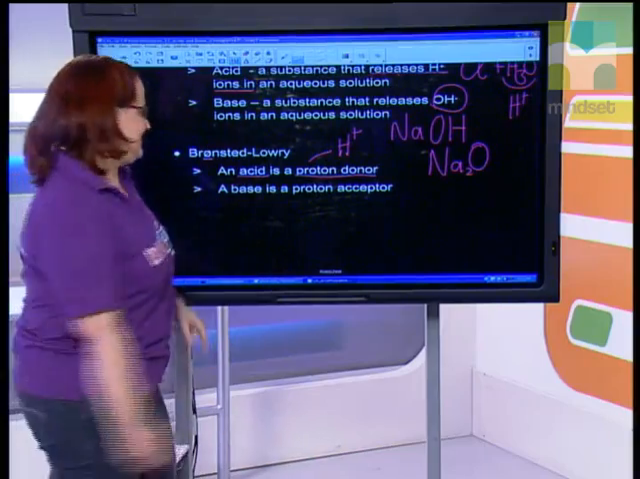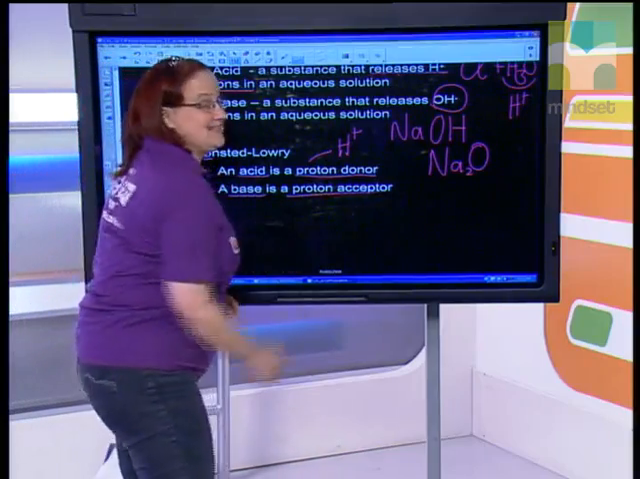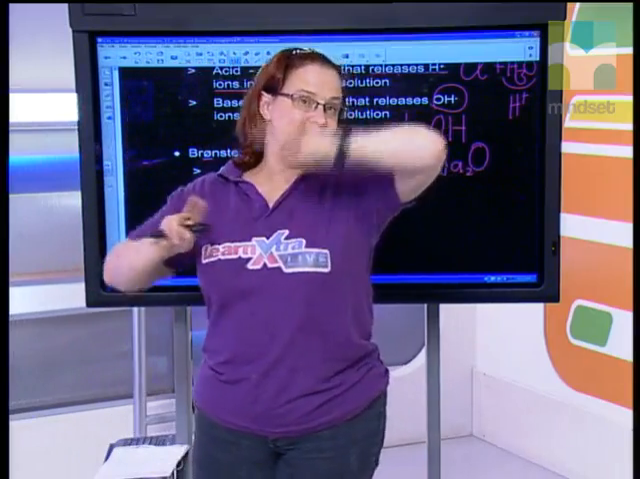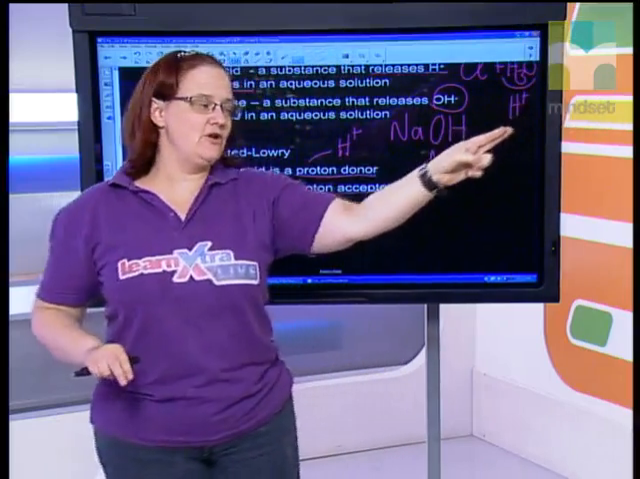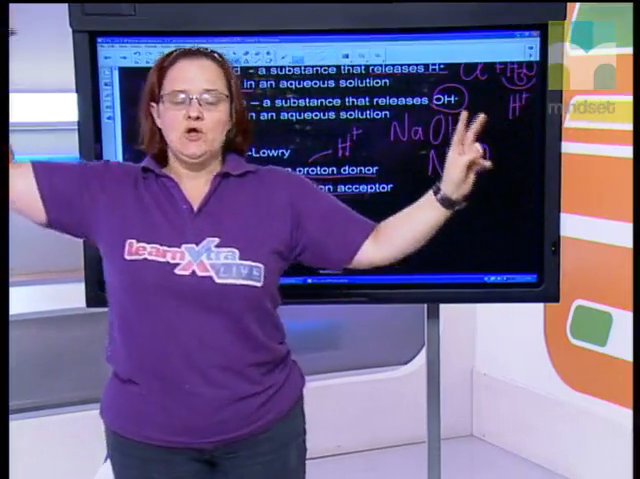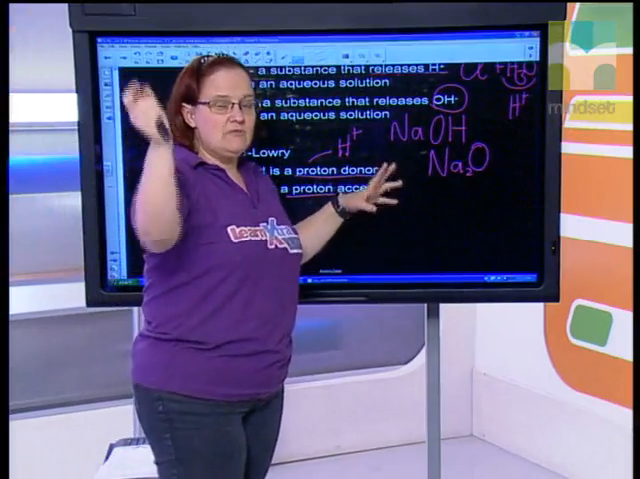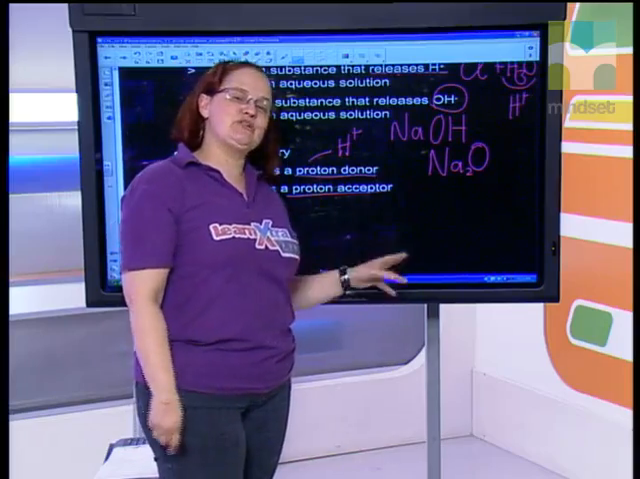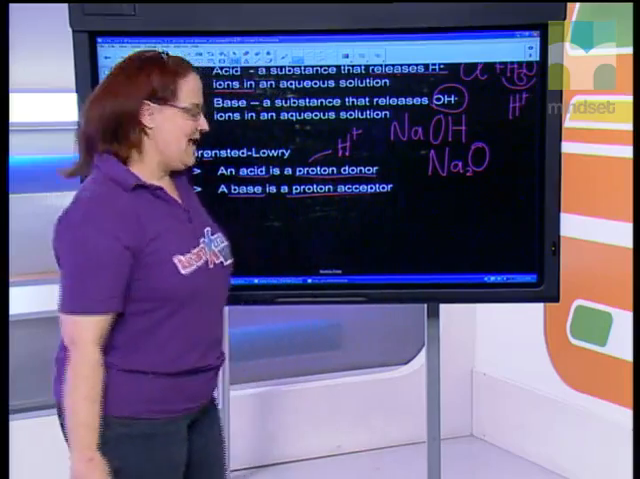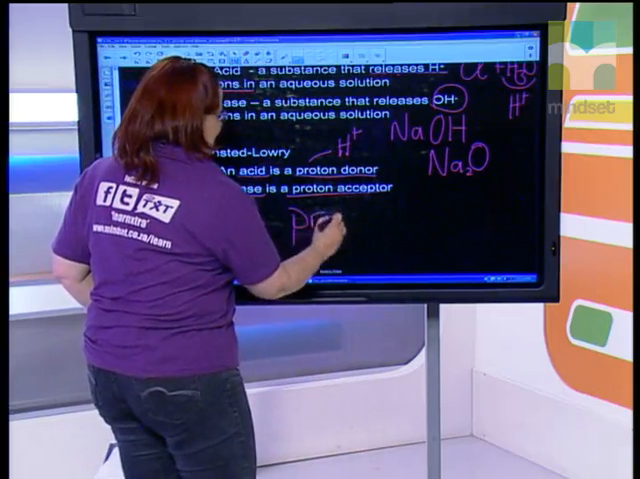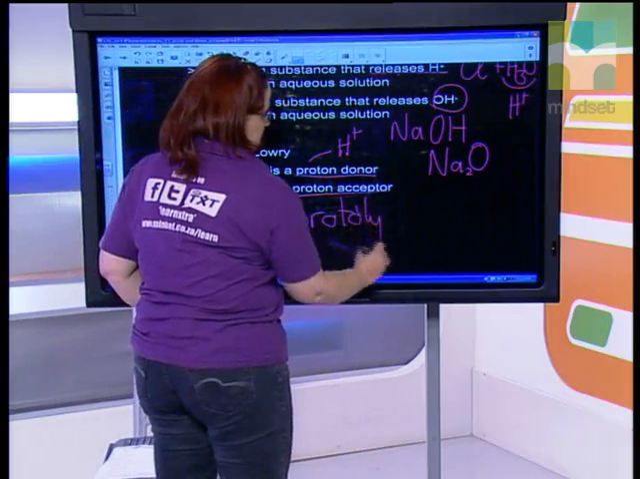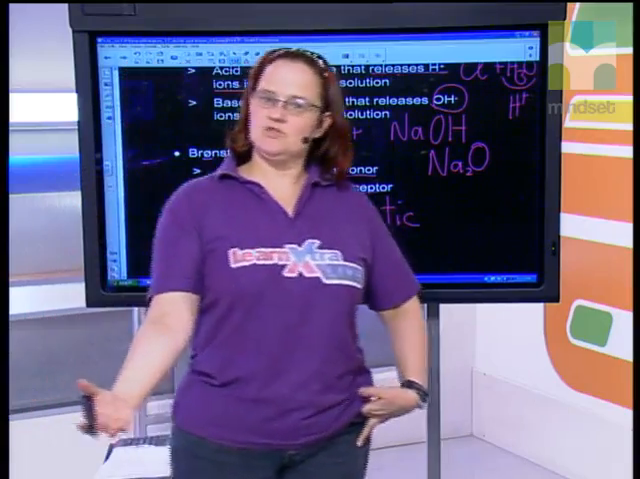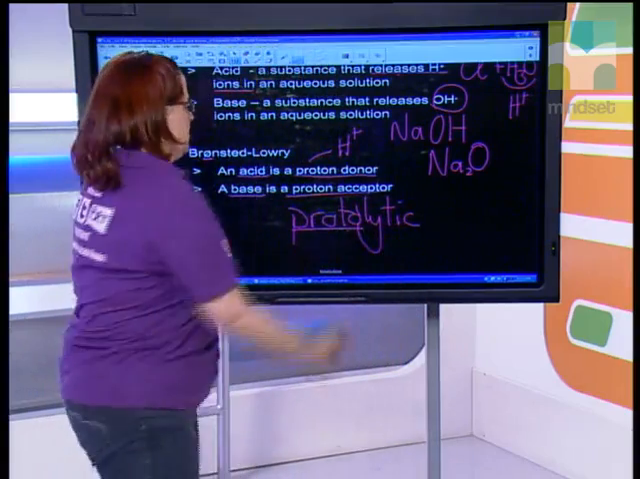A base is a proton acceptor. Two halves of the same coin, basically. An acid gives its proton away, doesn't like to be on its own, so that proton gets taken by a base. You've done a little bit of redox in grade 11. Remember, redox reactions were the transfer of electrons. This is the transfer of protons. And because of that, we actually call this a protolytic reaction. It's not an electrolytic reaction. We don't have electrons. It's protolytic.